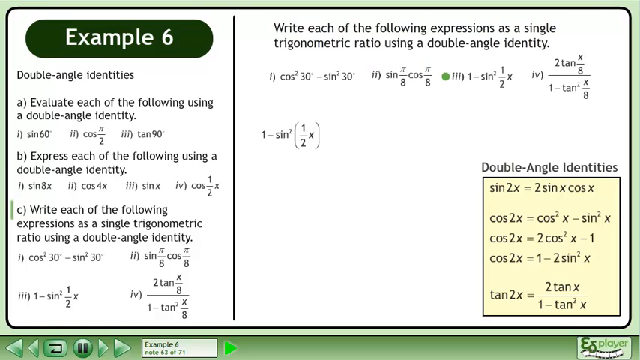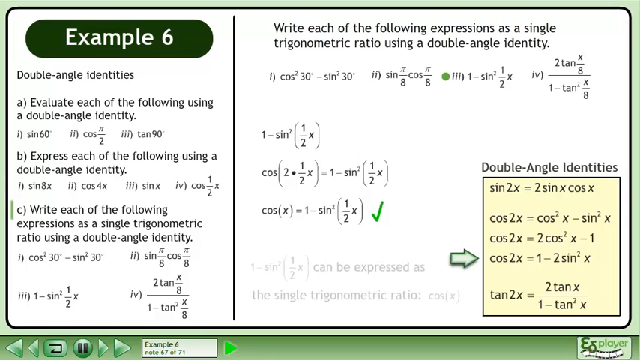In question 3, express 1 minus sine squared 1/2 x as a single trigonometric ratio. We'll use a third double angle cosine identity. Plug 1/2 x into the left side of the equation. This gives us cos x equals 1 minus sine squared 1/2 x. One minus sine squared 1/2 x can be expressed as a single trigonometric ratio cos x.